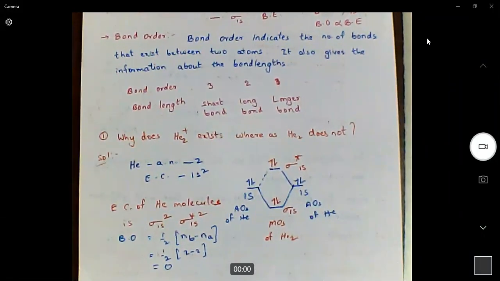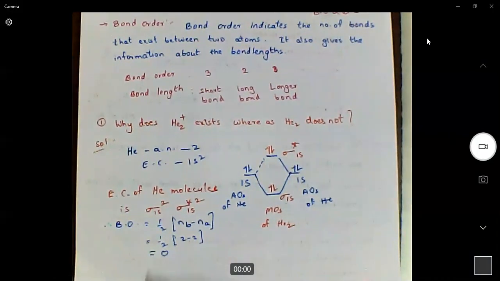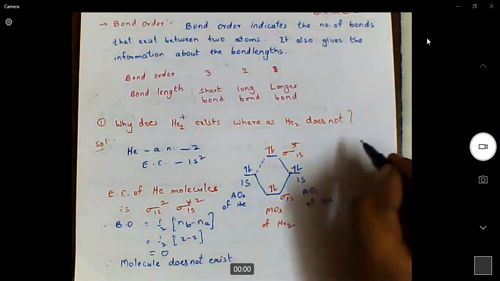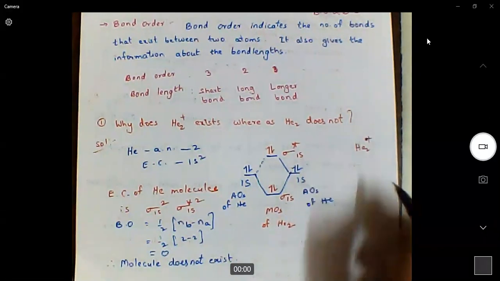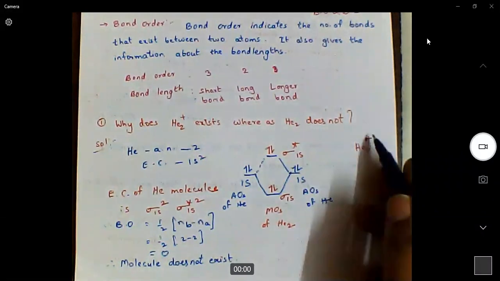When the bond order is 0, what is the inference? Molecule does not exist. Yes, because bond order is 0 according to MO theory, helium-2 molecule does not exist. Now we will try to calculate He2 plus. What is He2 plus? If we remove one electron, then it generates He2 plus molecule.